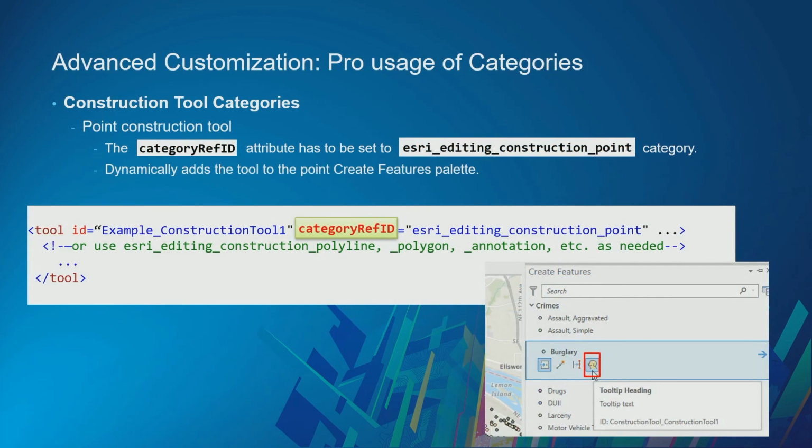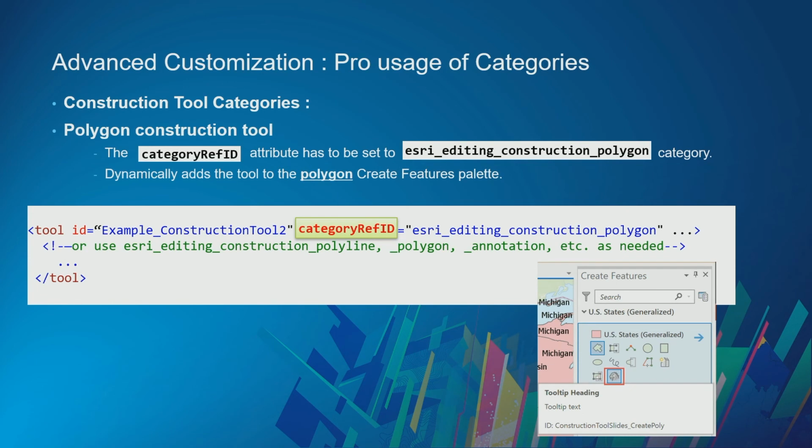So here in this screenshot, this snippet over here is the tool definition of a construction tool, and this is in your config.daml. Notice that the category ref ID here is set to Esri editing construction point category. So this category is a predefined Pro category. So setting this category for this tool allows this tool to be displayed in the point palette of your create features pane. So you can see that in the screenshot at the bottom. The icon within the red box is my custom tool, and it's available in the point palette.